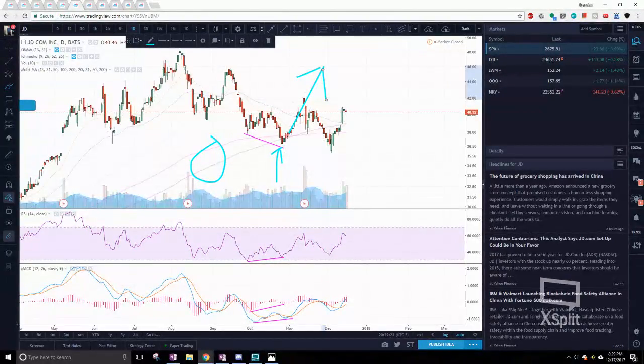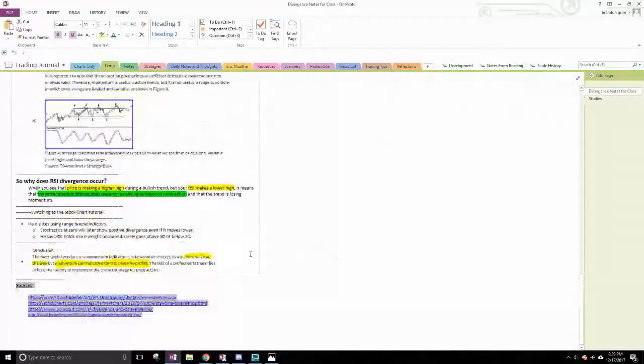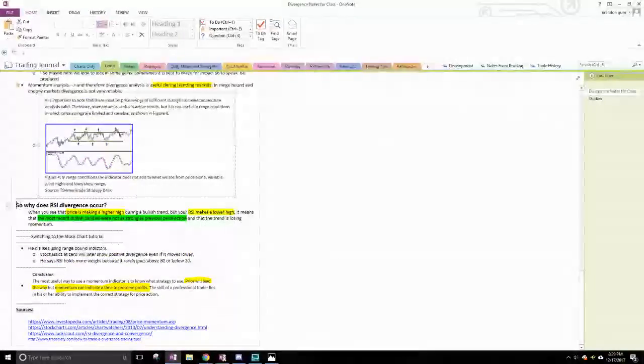Yep, Duncan, you're right. D2. Does RSI follow price action? Yes, by nature. If you look at the calculations of how RSI is calculated, yes, RSI is supposed to follow price action. The only way it does not follow price action, let's look at my notes here. I'll pull these bad boys up. Okay, we're looking at this section right here, guys.